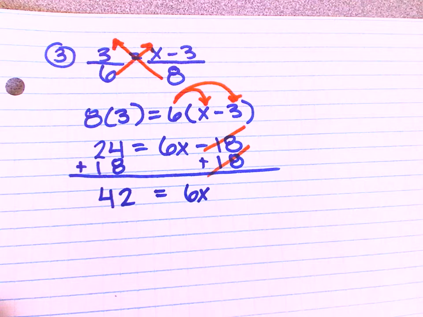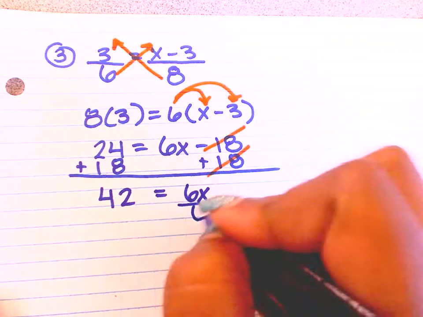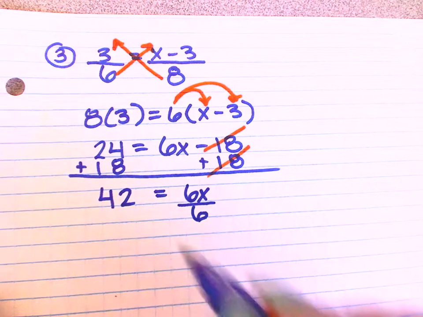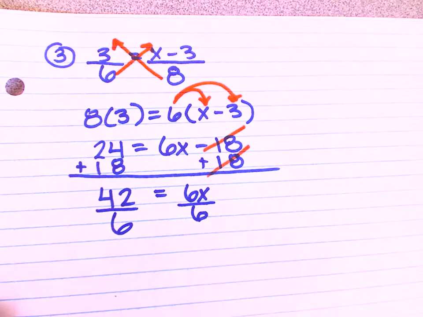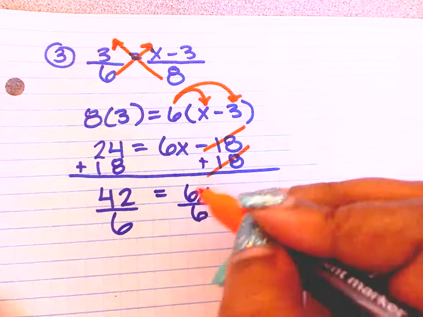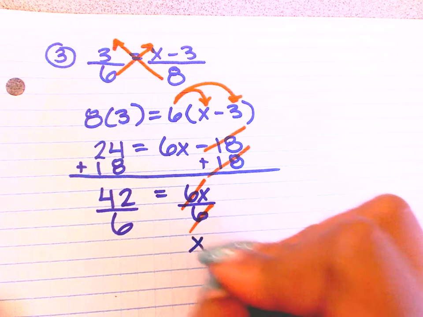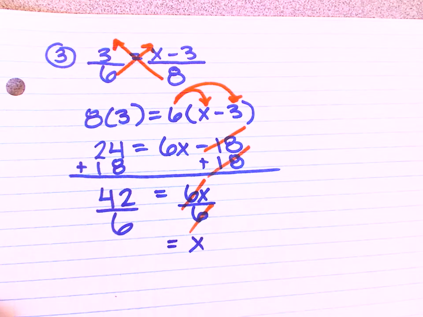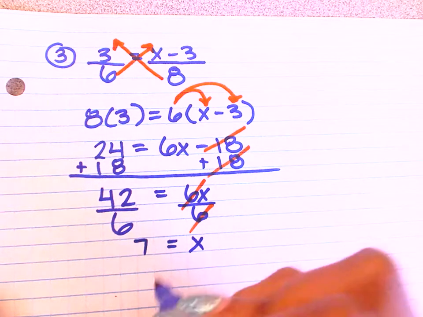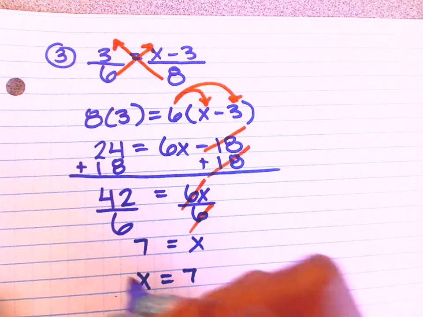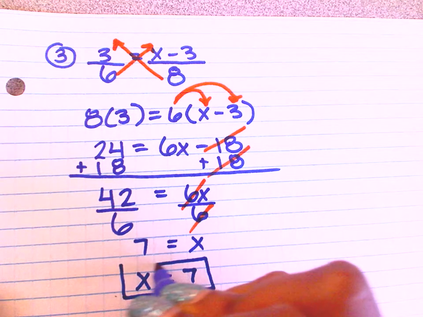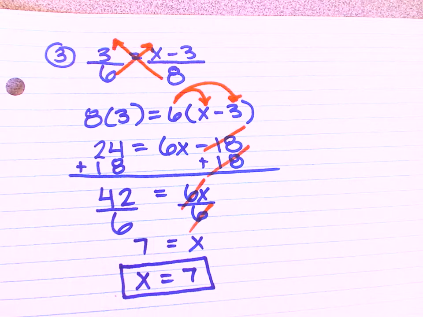So now I need to isolate my variable. To get the variable by itself, I'm dividing by 6 on both sides. And everyone's writing this down with me. My 6's cancel. So I have x left on this side. And 42 divided by 6 is 7. So x equals 7. So that's just that extra step of distributing. Okay?